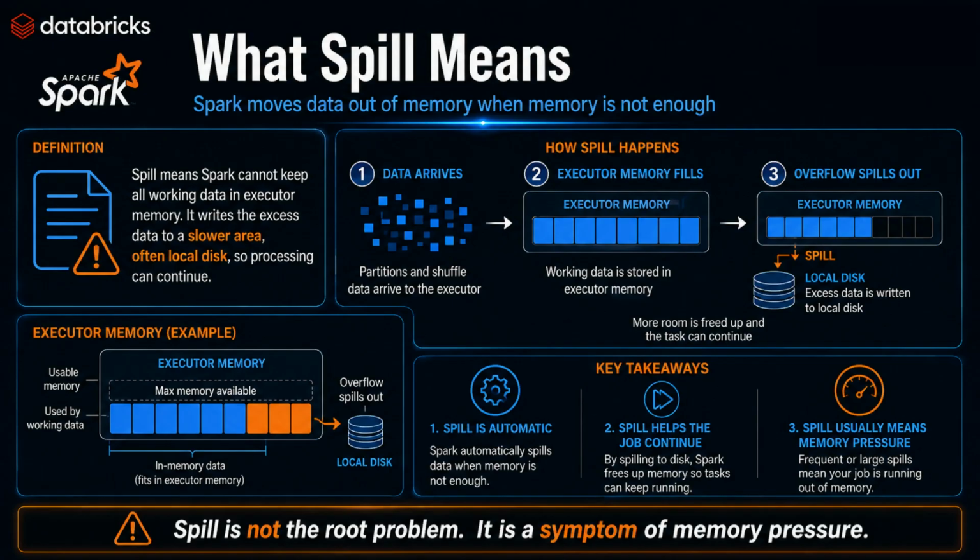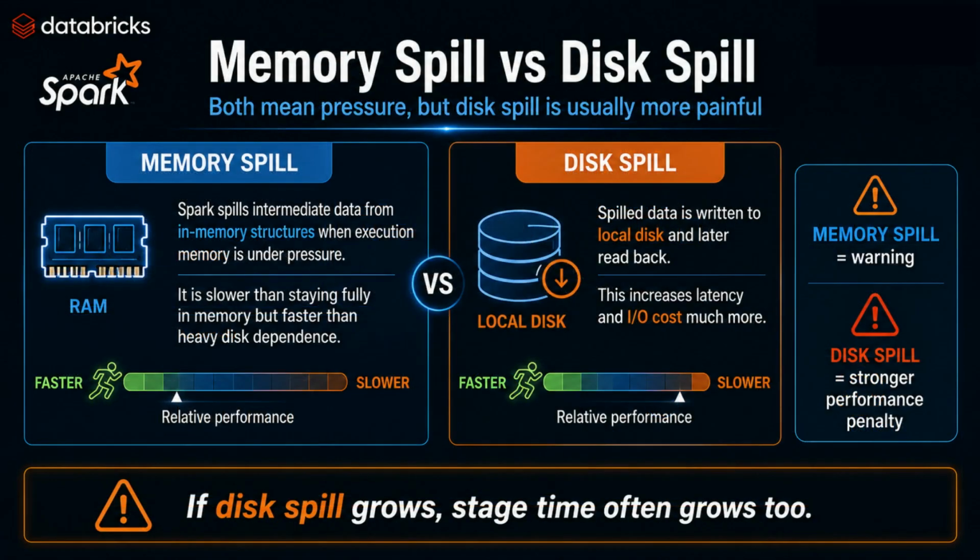However, spill is not the root problem. Spill is usually a symptom of memory pressure. If you see frequent spill, it means the workload is asking Spark to process more data than memory can comfortably handle. Memory spill and disk spill are related, but they are not the same level of pain.